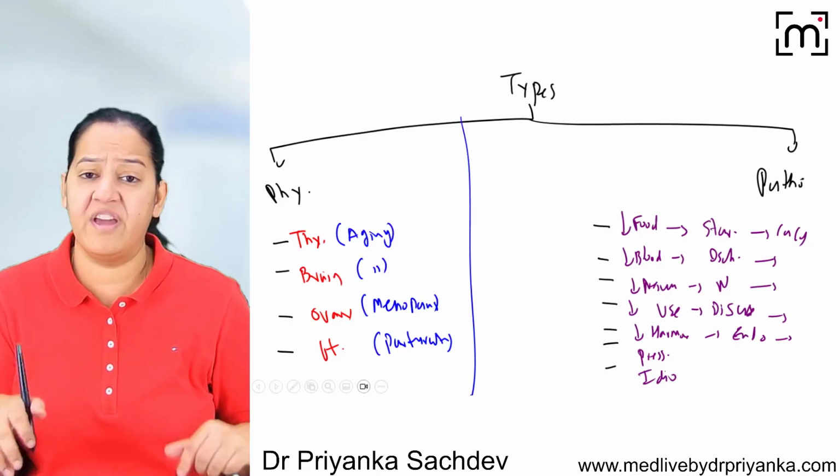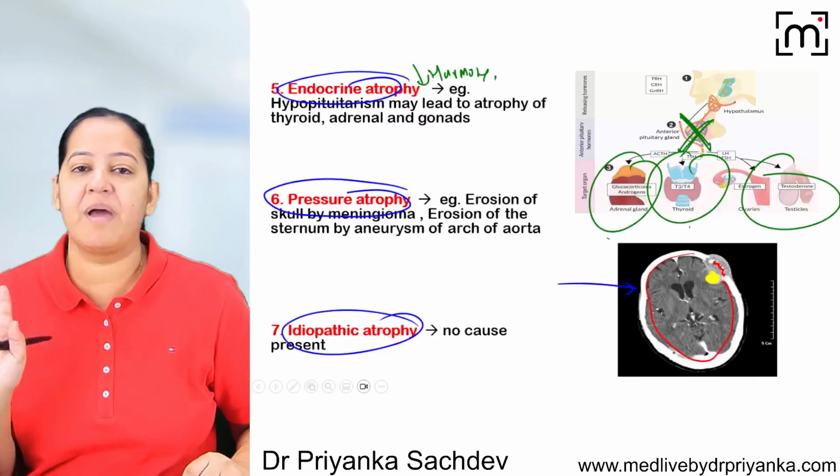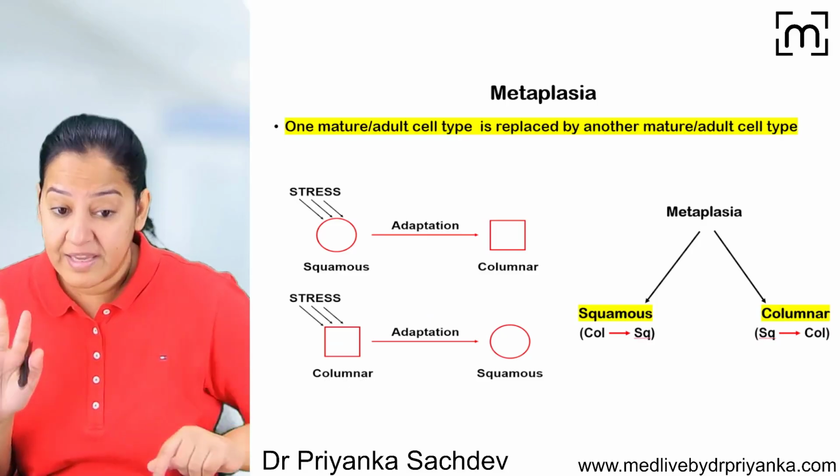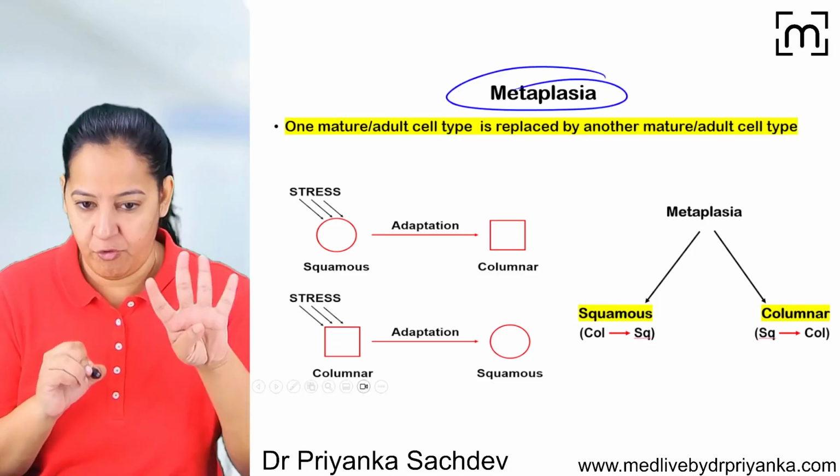So wherever applicable, try to draw the diagram. Wherever you can draw, try to draw the maximum diagrams in your university exam if you want to get good marks. Now the next adaptation is metaplasia. Let's come to metaplasia, the fourth one.